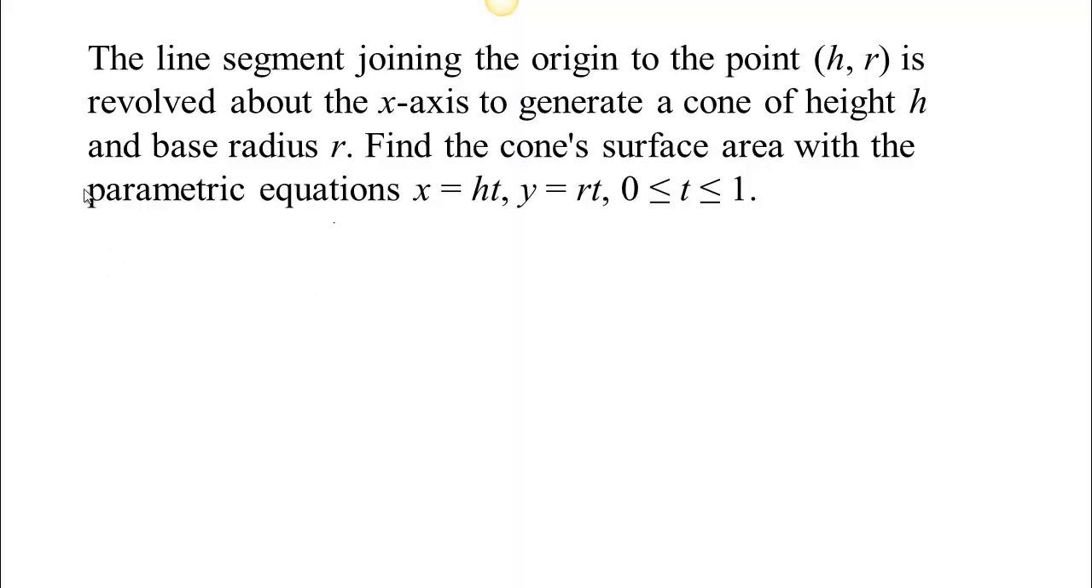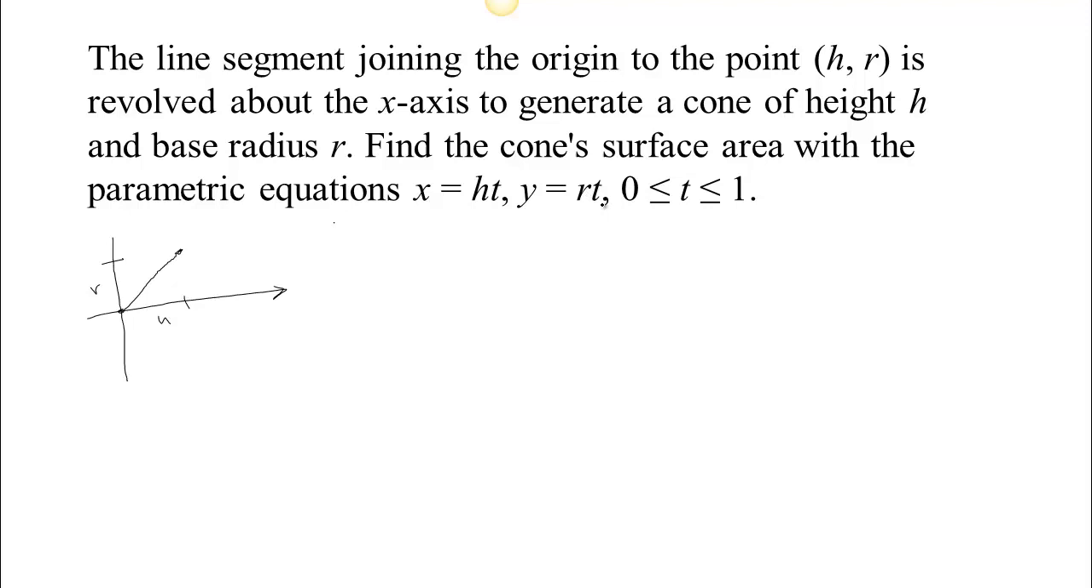Here's an example of using that formula to find the surface area of a shape that we're familiar with, in this case a cone. If you have the segment joining the origin to the point (h, r), so you go over h and up r, then that's going to create this segment. So we already have the parameterization x equals ht, y equals rt.